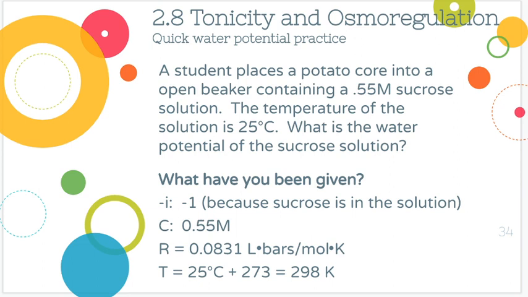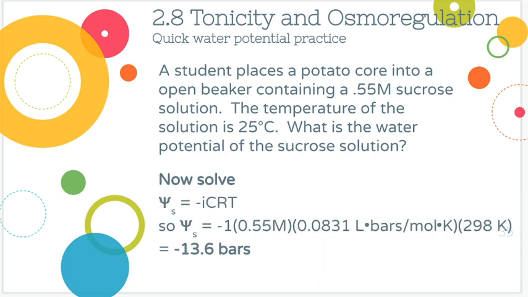Okay, so there's all your givens. So all you have to do is plug it in. If you set it up, you plug it in: negative 1 times 0.55 times 0.0831 times 298, and through cross multiplication, you cross out every unit except for bars.